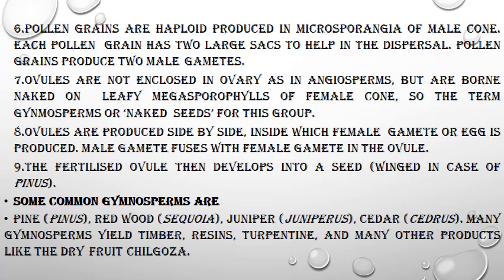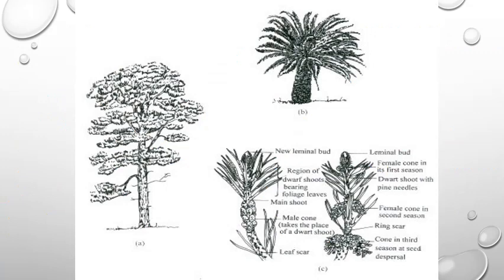Some common gymnosperms are pinus, sequoia, juniperus, cedrus. Many gymnosperms yield timber, resins, turpentine and many other products like the dry fruit chilgoza. This is the plant of gymnosperm.